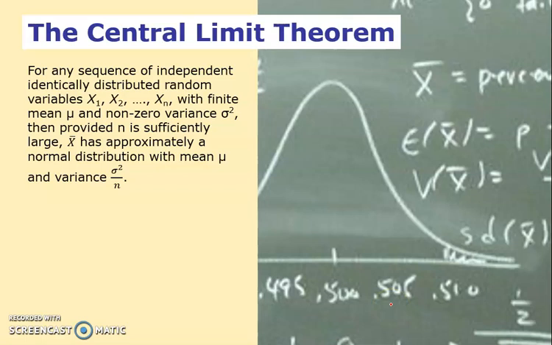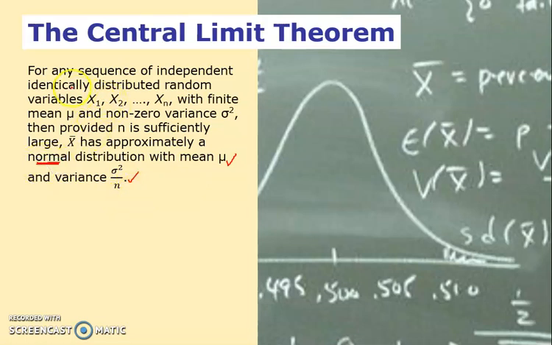Now I want to tell you then about the central limit theorem. The central limit theorem says for any sequence of independent identically distributed random variables x1, x2, x3, etc., with finite mean, which means it's a known mean, and non-zero variance, then provided n is sufficiently large, x bar has approximately a normal distribution with mean mu and variance sigma squared over n. These last 2 bits perhaps don't surprise us. This is what we kind of come to expect. The weird thing is this idea of it becoming a proper normal distribution.